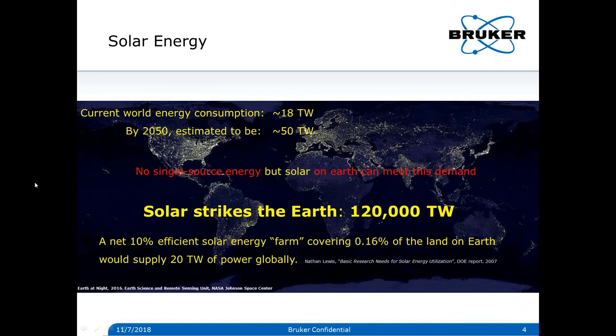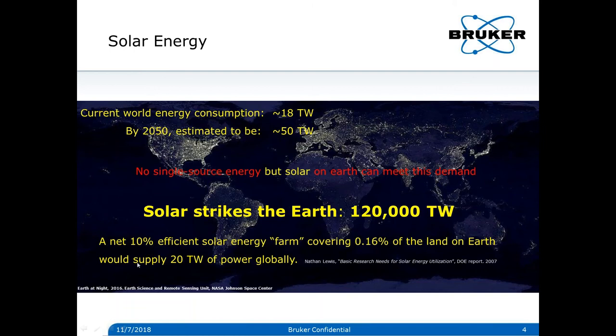So solar energy is actually a very attractive energy source for renewable energy. The current world's energy consumption is about 18 terawatts, and it's estimated to reach about 50 terawatts. The problem is that on the Earth, there's no single energy source that can meet this demand, but solar can. When sunlight strikes the Earth, the power is 120,000 terawatts.